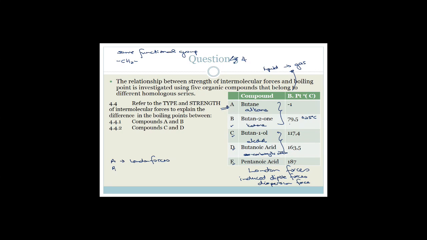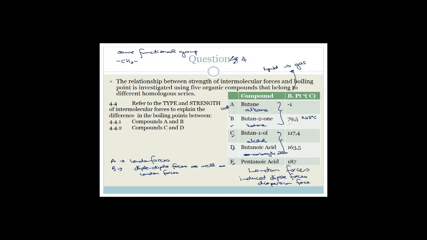Okay, in B, they have got dipole-dipole forces as well as London forces, which means it takes more energy to break the molecules apart or to separate them, and therefore there's a higher boiling point. Okay, so intermolecular forces in B are obviously stronger than A.